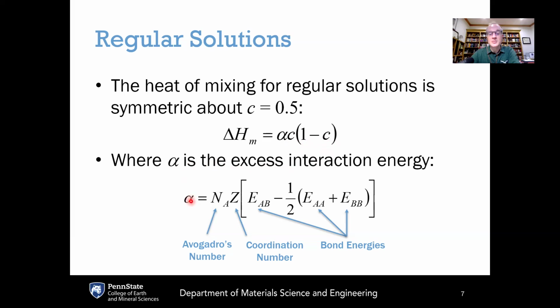This can be given by Avogadro's number, which is going to convert our individual bond energies to some molar energy, times our coordination number, which tells us the number of bonds. And then the key part here is in the middle of these square brackets, and it's based on a difference of the bond energies between the bond energy of the mixed bonding type. So this would be the bond energy between an A and B bond, minus the average of the bond energies between the like species.